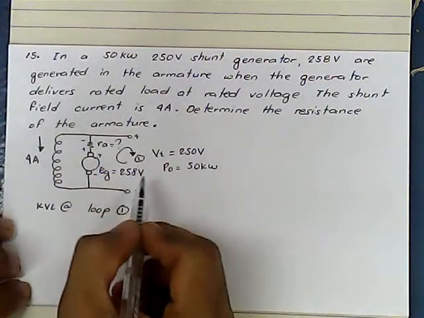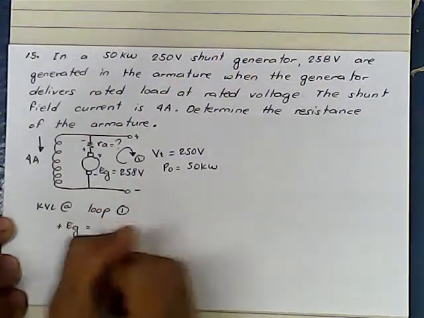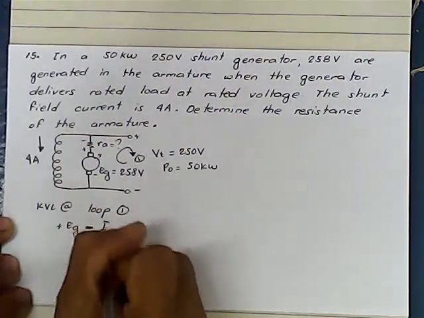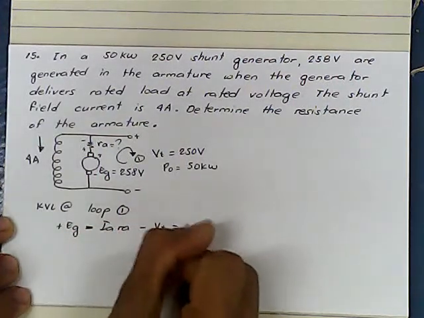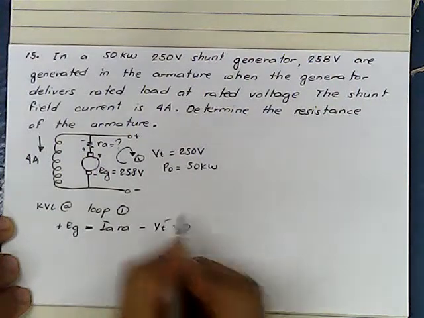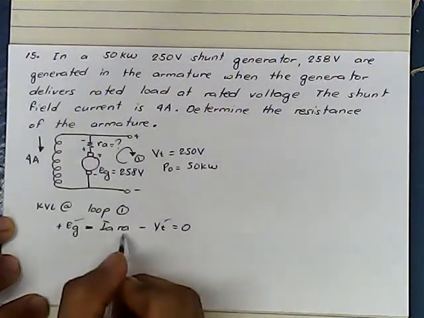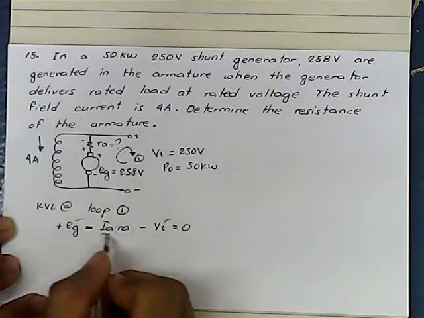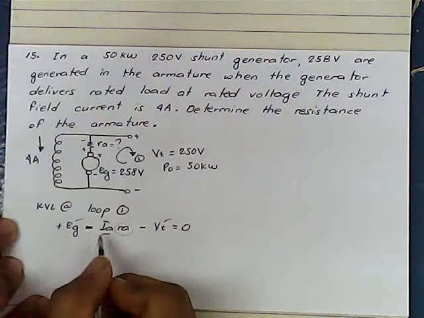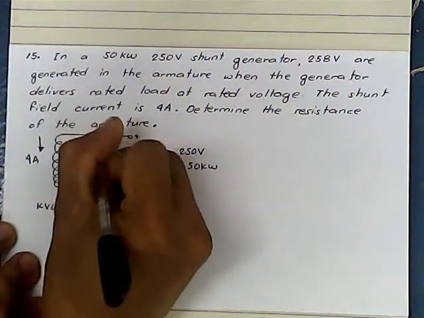So, ito yung loop number 1 natin. Again, we have positive EG minus IARA minus VT is equal to 0. Given na po yung ating VT. Given din po yung ating EG. Ang hinahanap po natin is the RA. Ngunit this time, wala pa po tayong IA. So, pwede po natin makuha yung IA. Okay. So, kunin po natin siya.